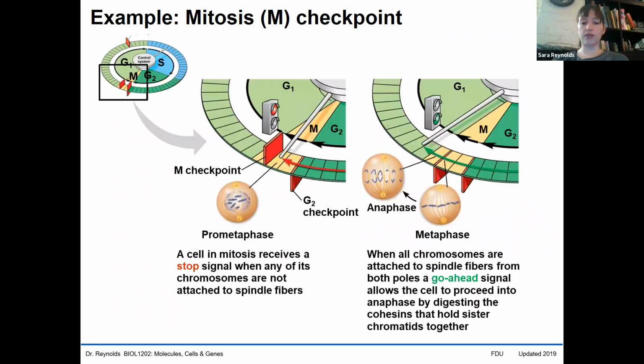So let's talk about one of these checkpoints. So here's, for example, this M or mitosis checkpoint, which happens in metaphase. A cell in mitosis will receive a stop signal when any of its chromosomes are not attached to spindle fibers. Remember, signals are actual chemical signals. So we're going to talk about these in a minute. But there are proteins that are actually made. There are chemical signals that are actually made and say, something's not right, stop, don't go forward. You have to have all chromosomes attached to spindle fibers with both poles and a go-ahead signal that allows the cell to proceed by digesting the cohesins and allowing these sister chromatids to separate.